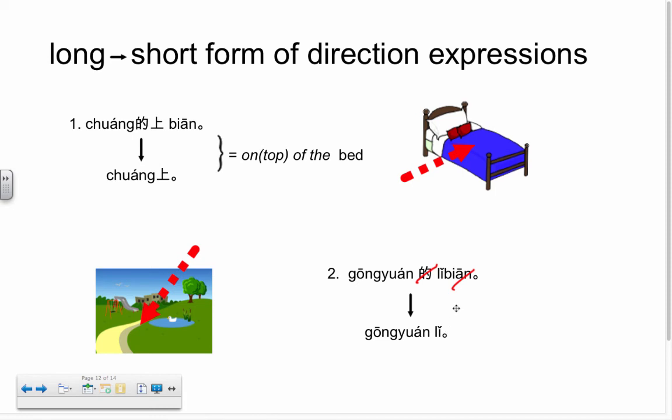好. And again, they both mean the exact same thing. 公园的里边 and 公园里 both mean inside of the park. Same exact thing.